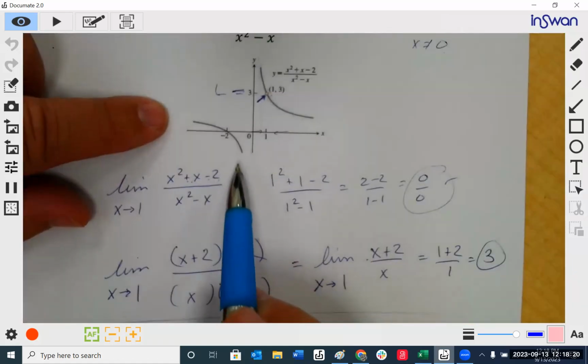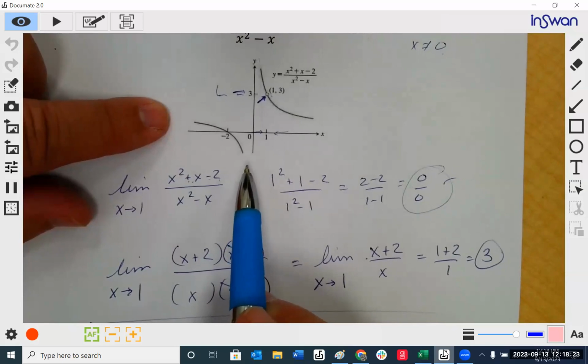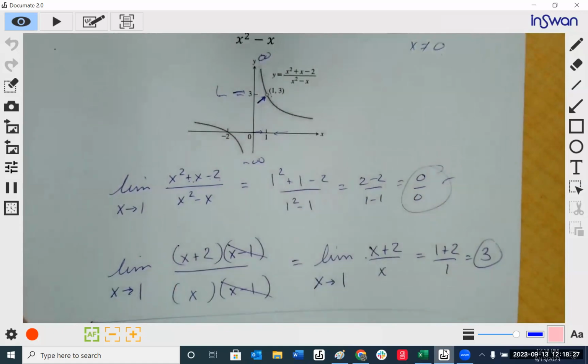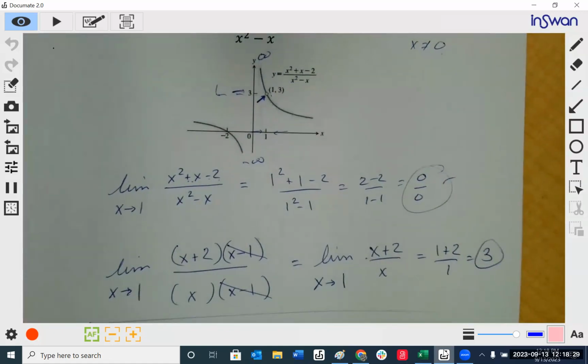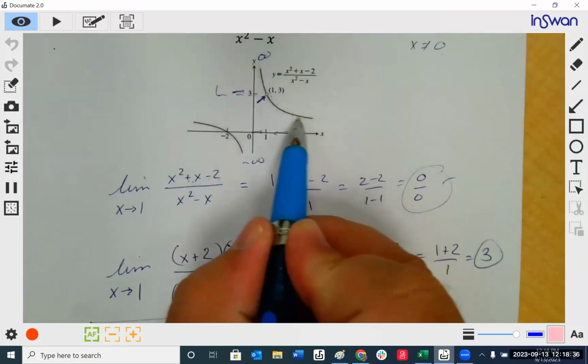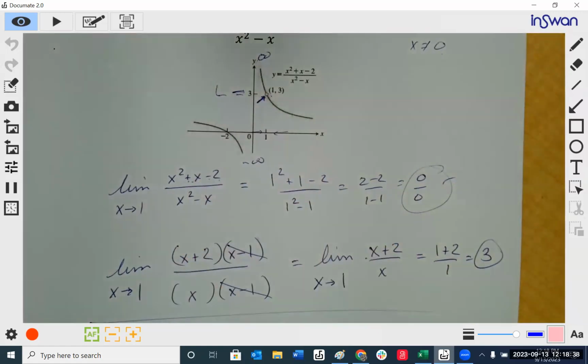Look at the graph. Did we see this graph before when we talked about no limits? They go opposite directions: this one goes to positive infinity, this one to negative infinity. So there's no limit, and we can just tell that by the graph. And over here, if it's approaching this way, we know the limit exists and it's going to be 3.